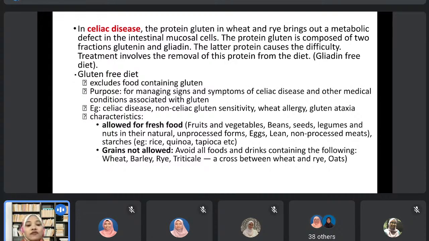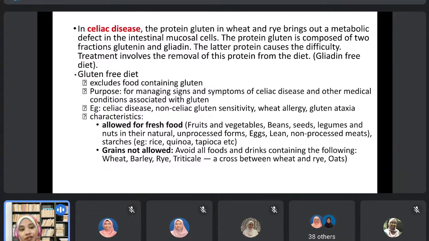So the treatment involves the removal of this protein from the diet, which is what we call a gliadin-free diet, and could also be called a gluten-free diet. The main point is to exclude food containing gluten. The purpose is to manage the signs and symptoms of celiac disease and other medical conditions associated with gluten. Other conditions that might require gluten-free diets apart from celiac disease include sensitivity towards gluten without having celiac disease, wheat allergy, and also gluten ataxia.